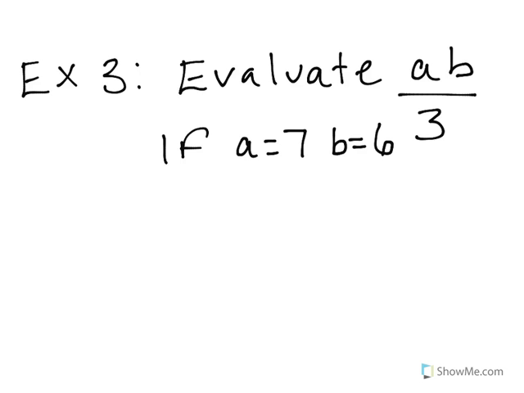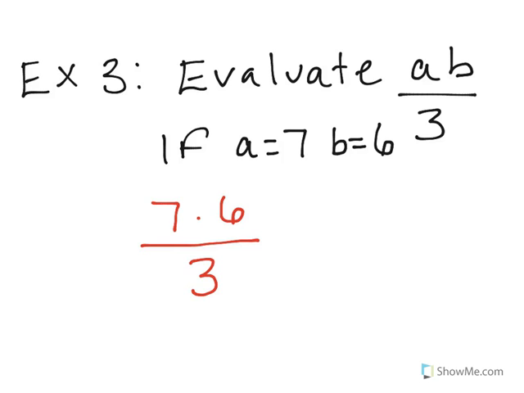My next example is evaluating ab, or a times b, divided by 3, where that fraction bar means divided by. So a times b divided by 3 if a equals 7 and b equals 6. So a times b, so I'm going to write 7 times 6, and I'm going to use the fraction bar, divided by 3. That's what I'm actually solving here.